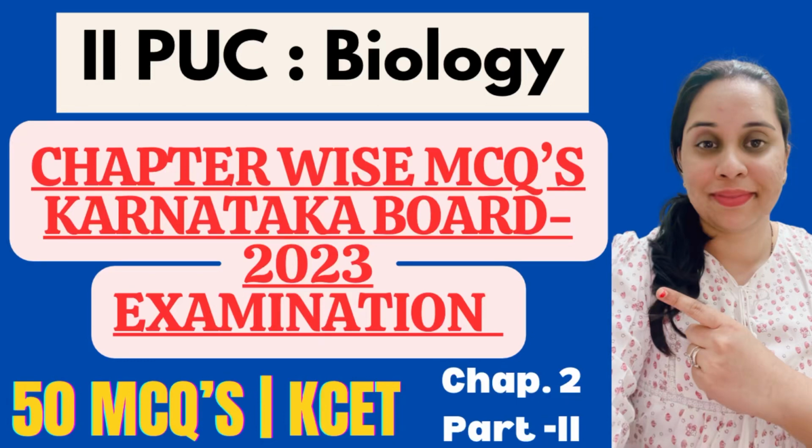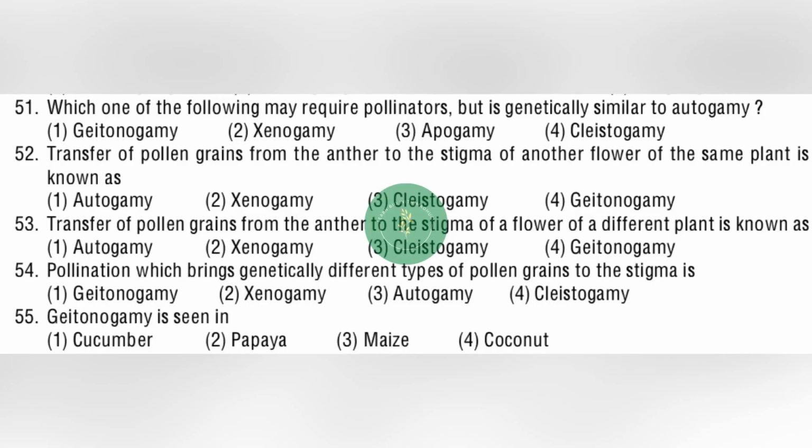In this session, let us continue from chapter 2, part 1, and today we'll be doing part 2, 50 MCQ questions. Question number 51. Which one of the following may require pollinators but is genetically similar to autogamy? And it is option number 1, geitonogamy.